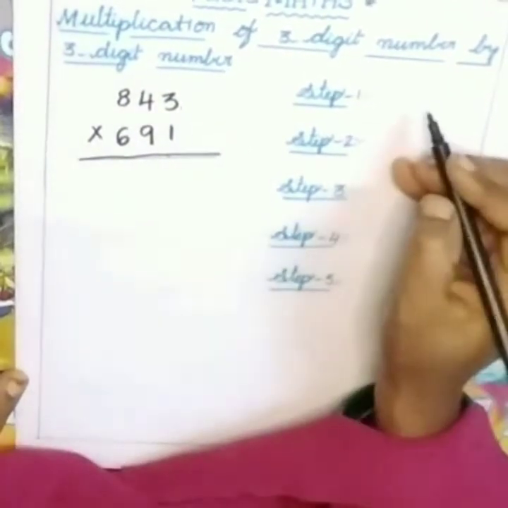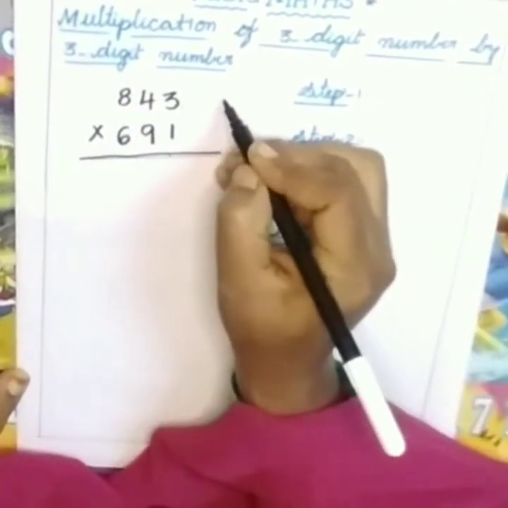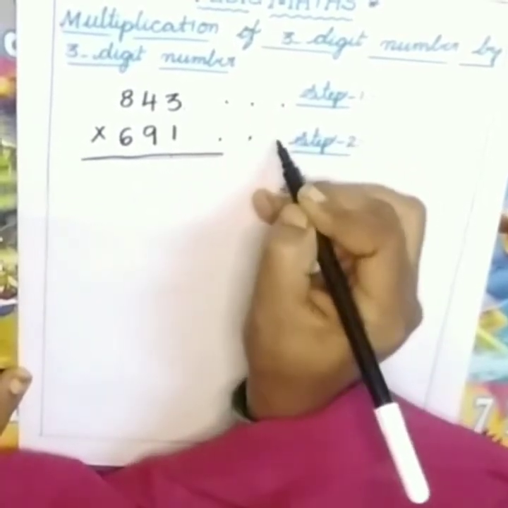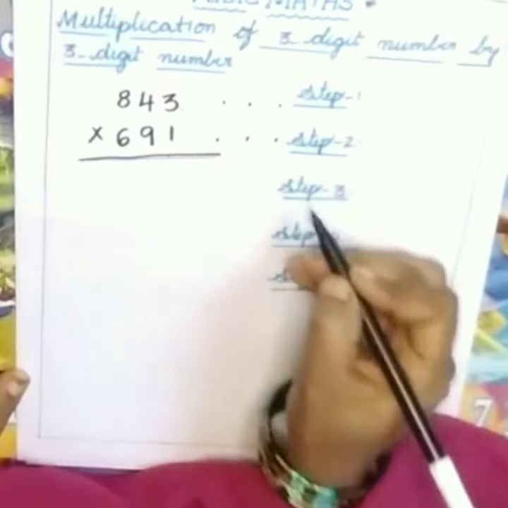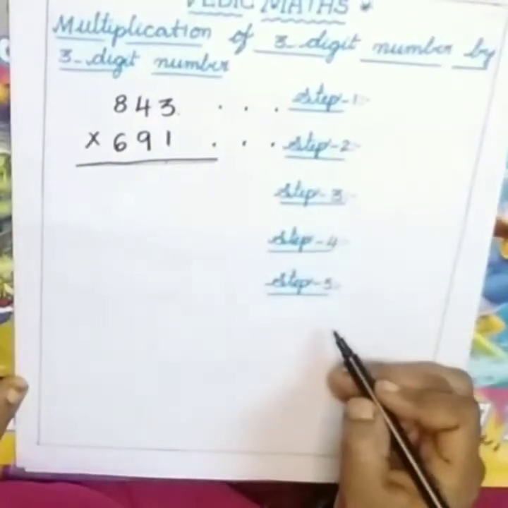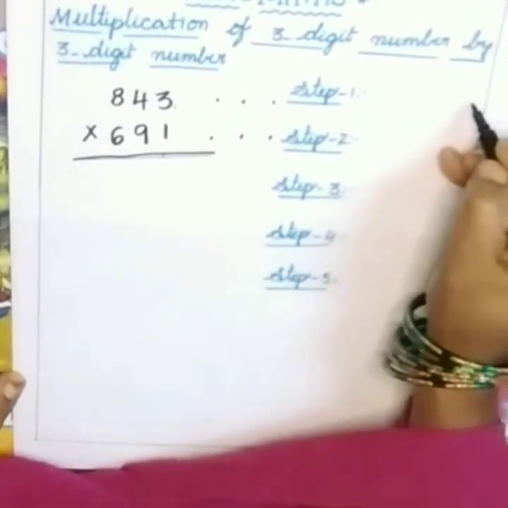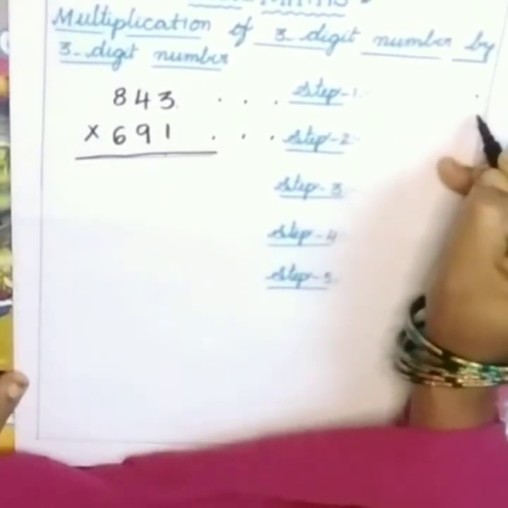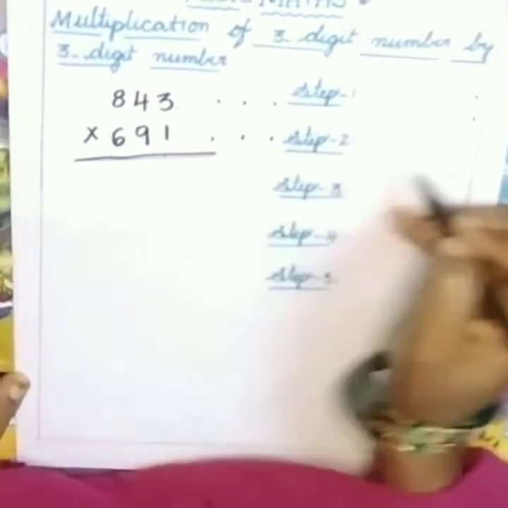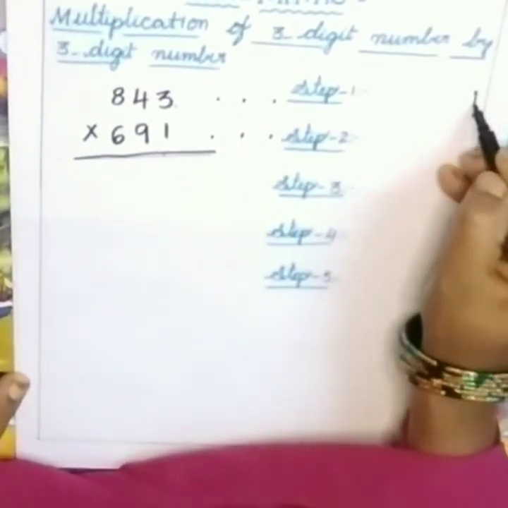In the first step, first of all you have to imagine dots instead of the digits. In the multiplicand, 3 dots, and in the multiplier also we imagine 3 dots. With the help of these dots I'll explain the steps. First step, we multiply the first column digits, that means the ones digits. That is the first term.